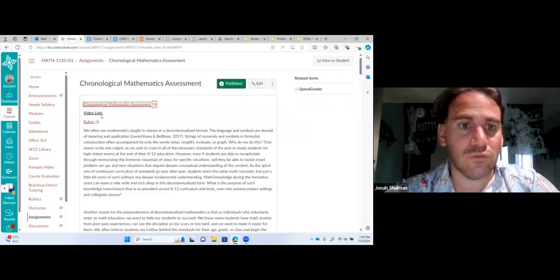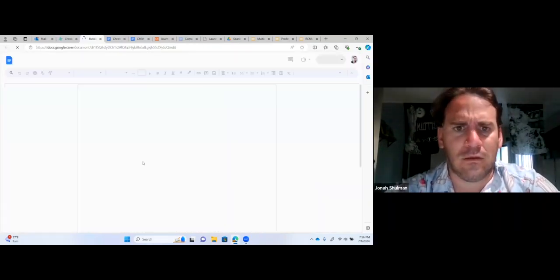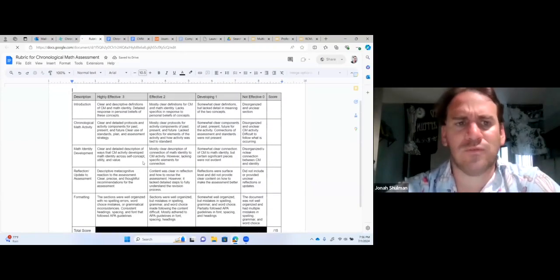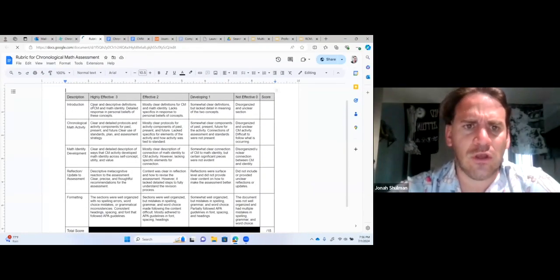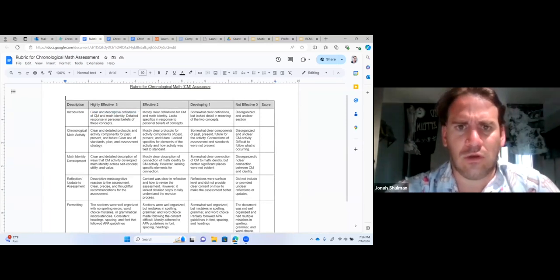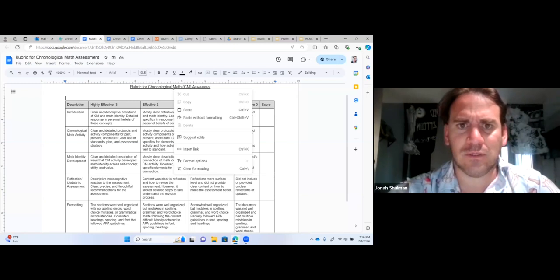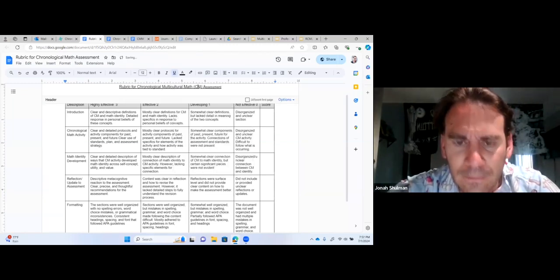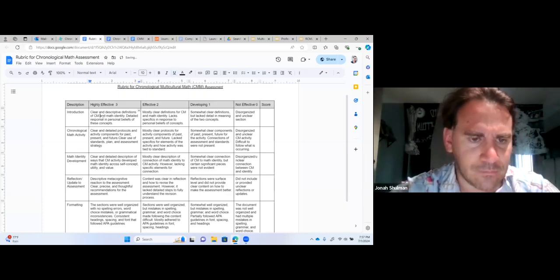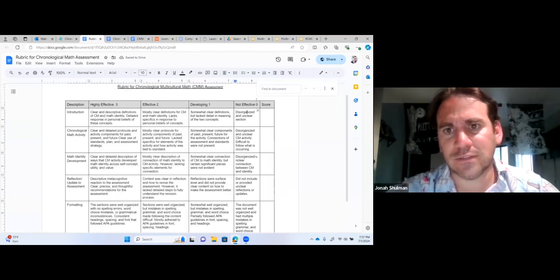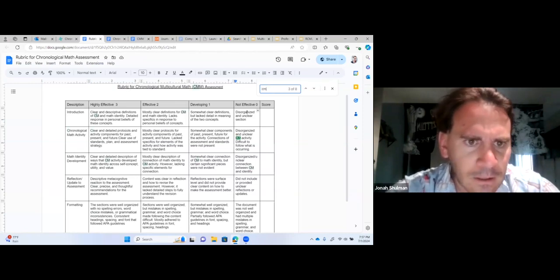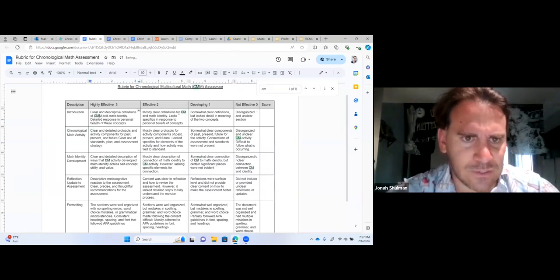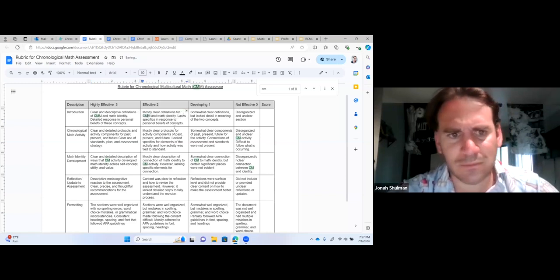And I'm going to show you the rubric as well. The rubric is 15 points. So the first piece is your intro. Do you have a good definition of chronological? I'll just make it all the same because it's the same dissertation. I just like to be very consistent. So clear and descriptive definitions of CMM and math identity, mostly clear. So the first one is just definitions. Does it make sense for you?